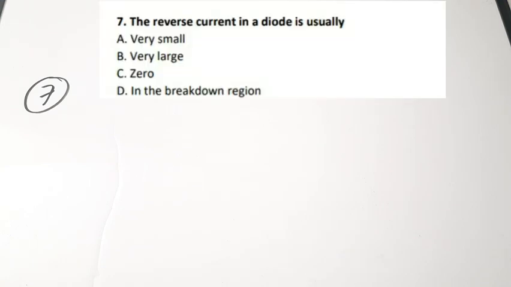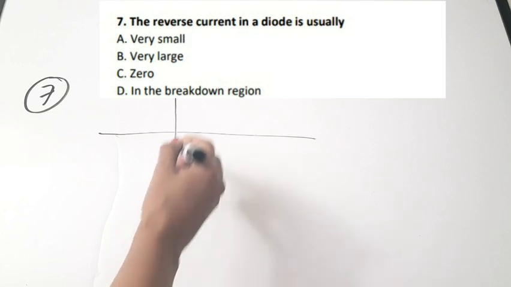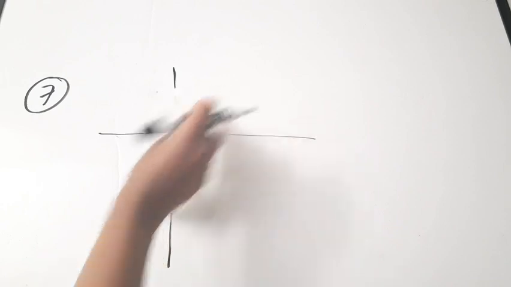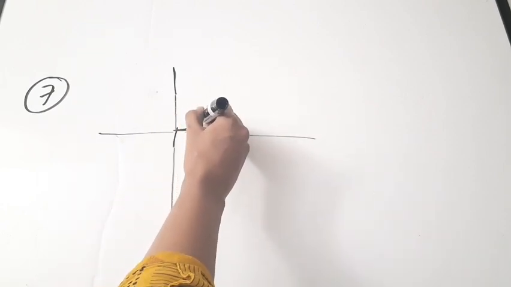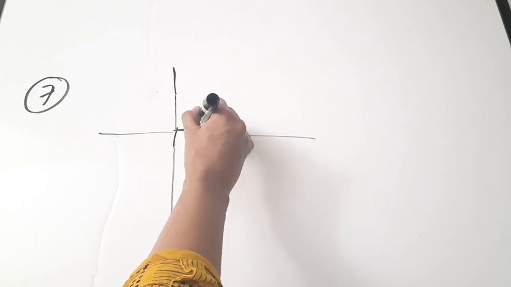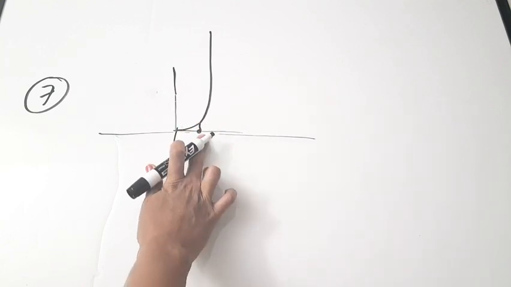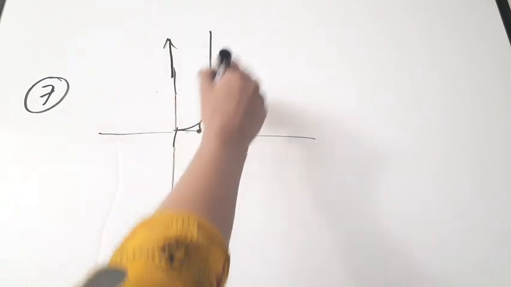The reverse current in a diode is usually dash. A, very small; B, very large; C, 0; D, in the breakdown region. Okay, so we know if you draw a curve of a diode, initially the current will increase only slightly, then after the built-in potential, this is the threshold voltage. After the diode threshold voltage in the forward direction, it will start conducting and current will go up.